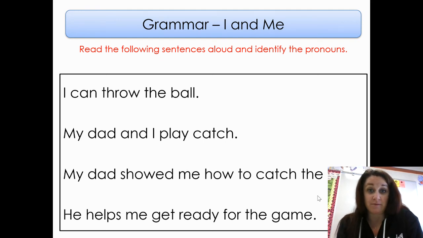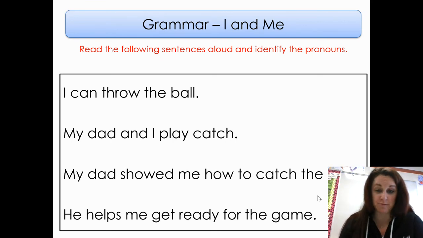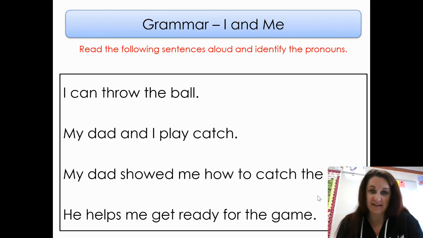What is my pronoun? Me. Very good. And is it in my subject? No, it's not, because my verb is helps. And before that is the word he. He is the subject. Me is still a pronoun that we're using, but it is not in the subject of the sentence. You guys are amazing readers.